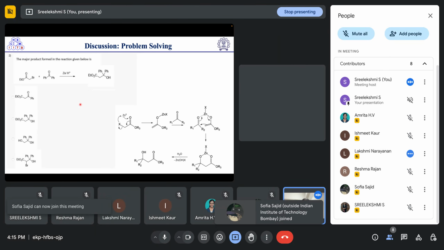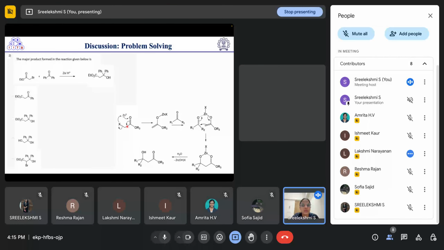Okay, I will show you what is happening here. This zinc can coordinate with this oxygen, and this halogen can go to this zinc like this, OZnX, and that is how this enolate is being formed. This is the intermediate forming with this substrate and this zinc. Then this will attack the second molecule, that is this ketone, which does not have any alpha hydrogen. So it will form this kind of intermediate, which upon hydrolysis will give this product. So the answer is option B.